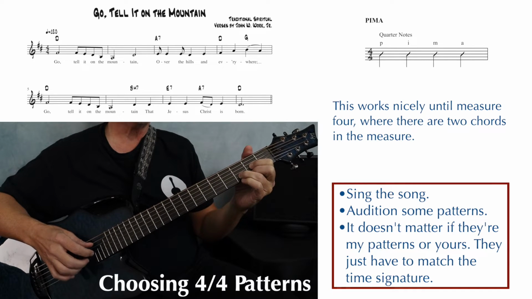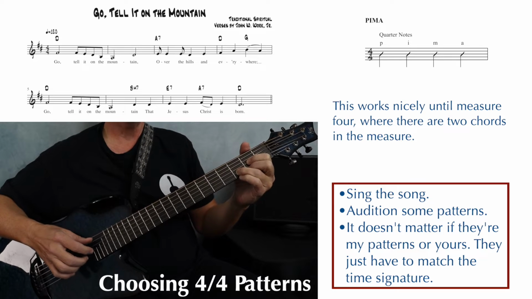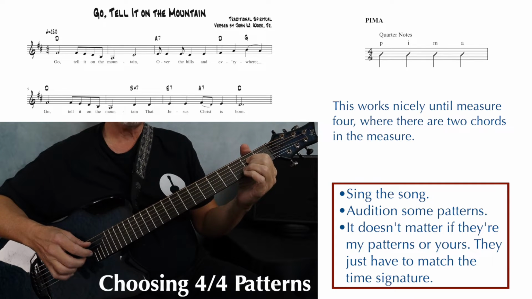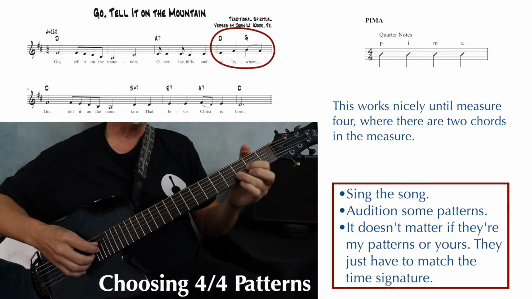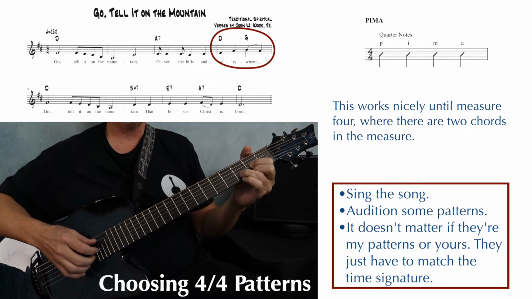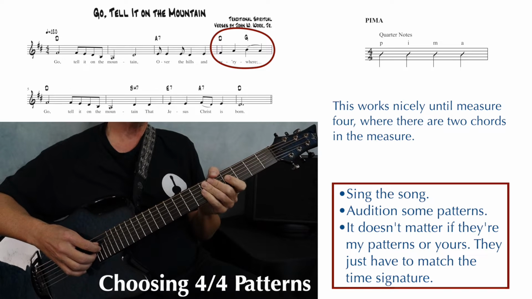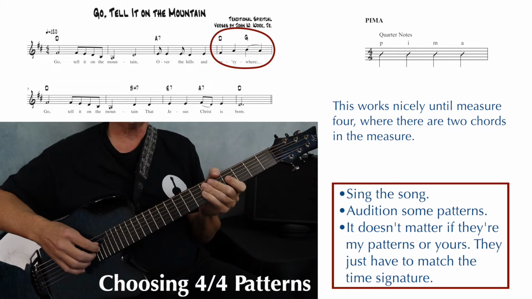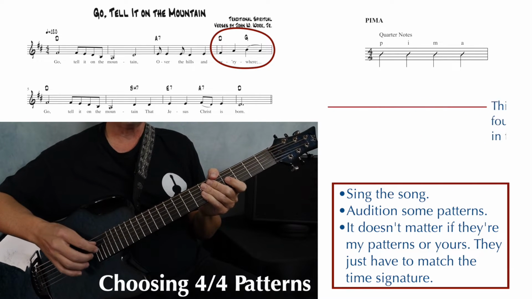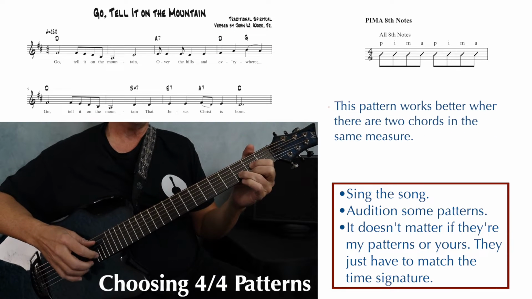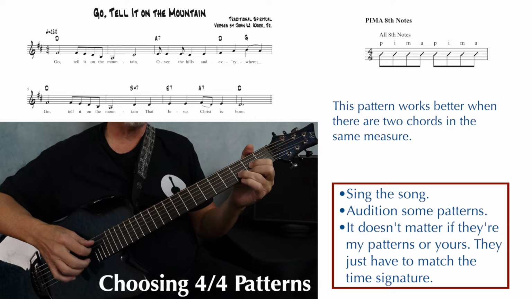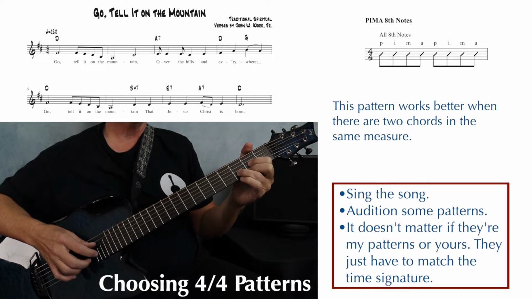Go tell it on the mountain, over the hills, and now here we run into a problem. The pattern takes a full measure, 1, 2, 3, 4. But in this measure we have a D and a G, so we're going to have to interrupt the pattern. So that's not going to work very well, but we could double the speed, 1 and 2 and 3 and 4 and. Same pattern, we're just playing eighth notes.